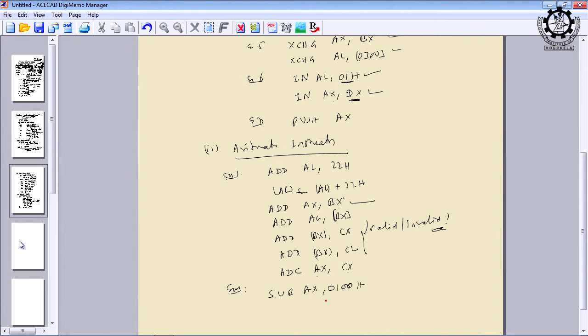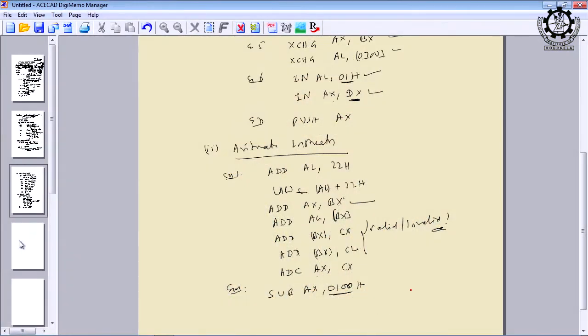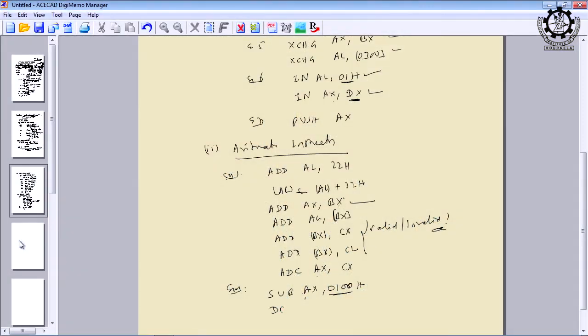So, what is the meaning of this instruction? SUB AX comma 0100. Here 0100 is the data or address? This is the data, because we have not used any square bracket, right. So, 0100 is the data which will be subtracted from AX. Remember, always you will subtract the number from AX. AX is never subtracted from anywhere. We subtract the number from AX and the result will be stored in AX, because 0100 is data which is not capable of storing the result. Only a register can store the result. Is it okay?